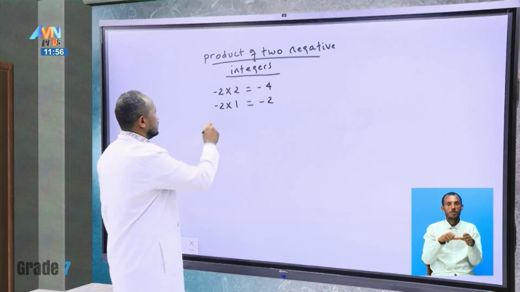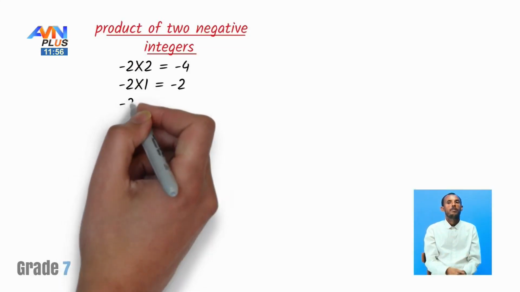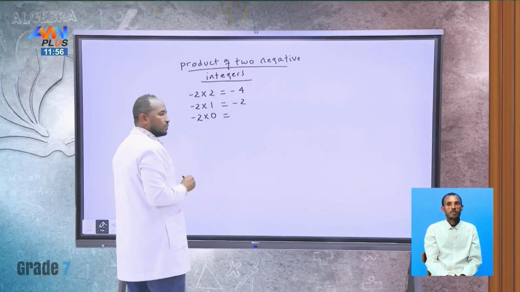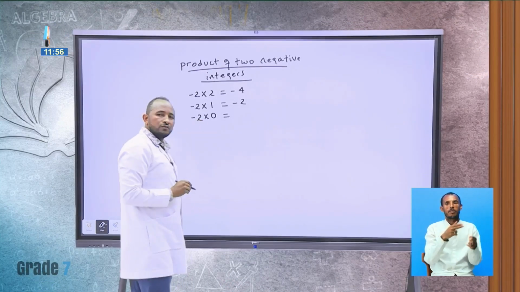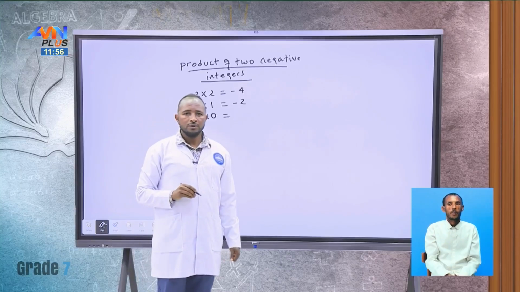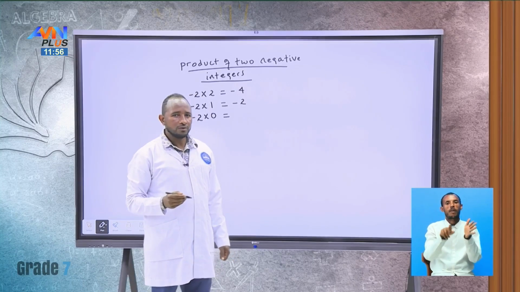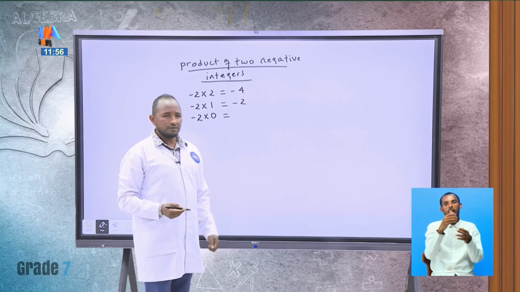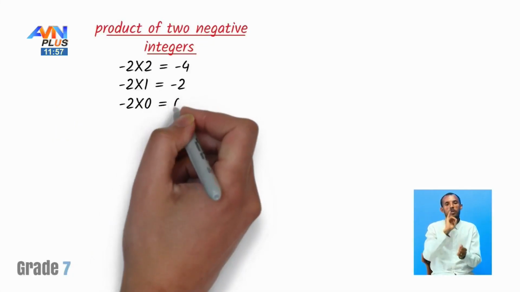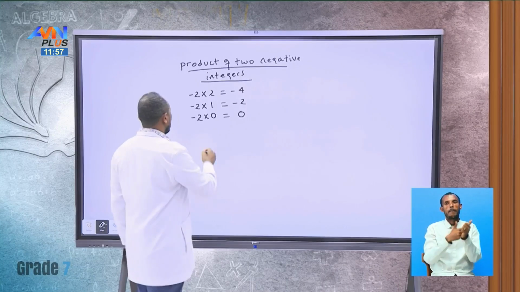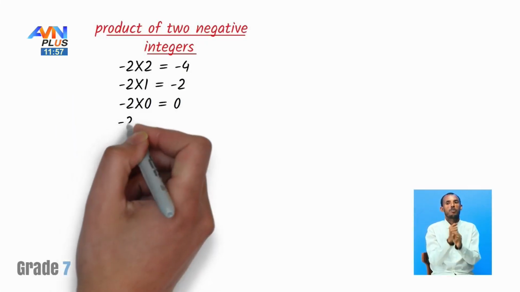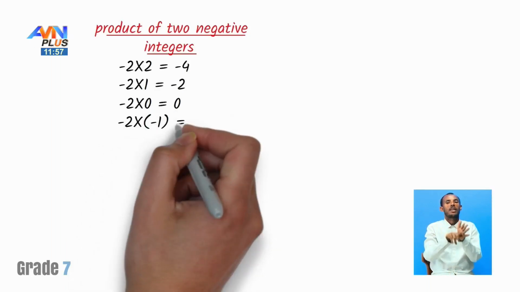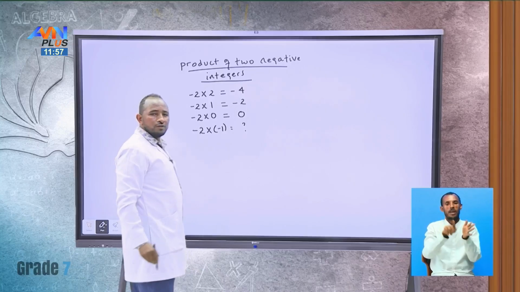Let's continue. Find the product of negative 2 and 0. What will be the product of negative 2 and 0? Good. The answer is 0. We say the product of any integer with 0 gives us 0. Therefore, this will be the answer. Now let's proceed. Let's try to find the product of negative 2 and negative 1. What will be the product of these two integers?